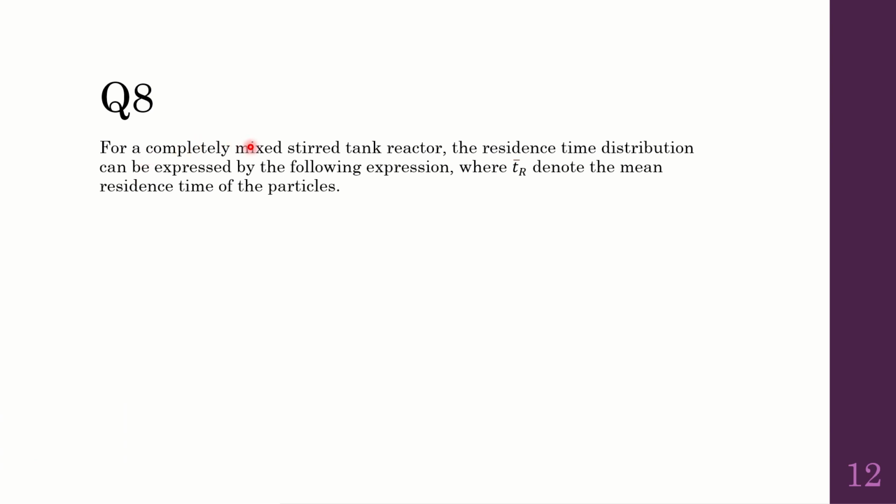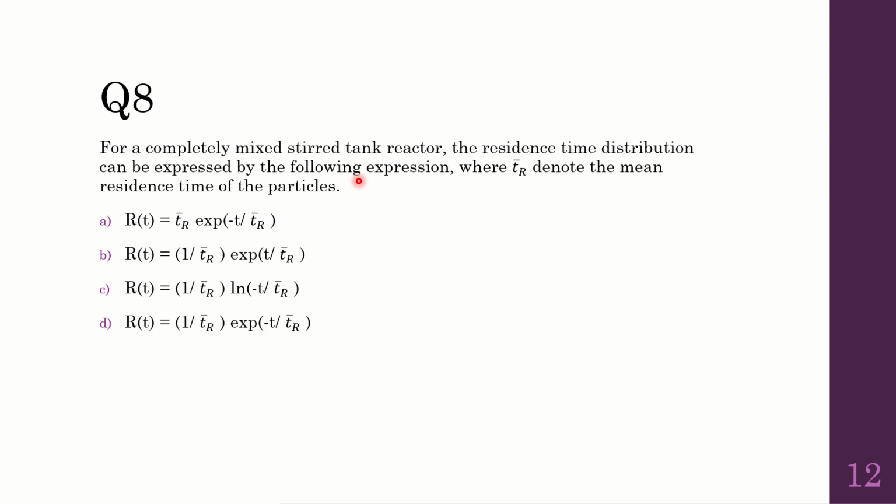For a completely mixed stirred tank reactor, the residence time distribution can be expressed by the following expression, where Tr denotes the mean residence time of the particles. Option A: R(t) = Tr exp(−t/Tr). Option B: R(t) = (1/Tr) exp(t/Tr). Option C: R(t) = (1/Tr) ln(−t/Tr). Option D: R(t) = (1/Tr) exp(−t/Tr). So, find out the answer, we'll discuss it in a minute.